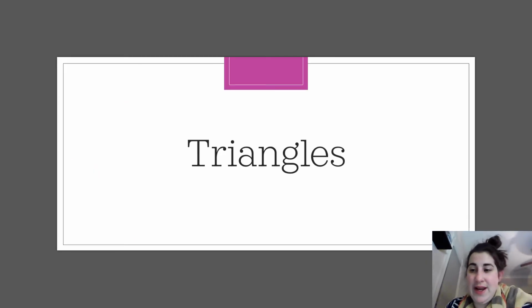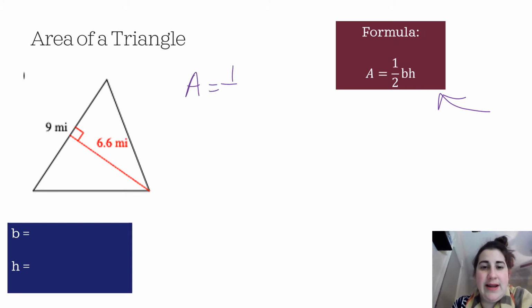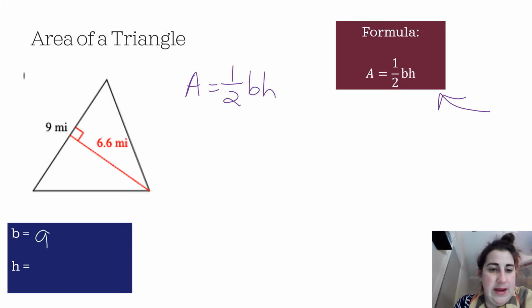Okay, let's try some triangles. Okay, the formula for a triangle is area equals 1/2 base times height. So we need to be able to identify what's our base and what's our height. In this case, my base is 9 and my height is 6.6.